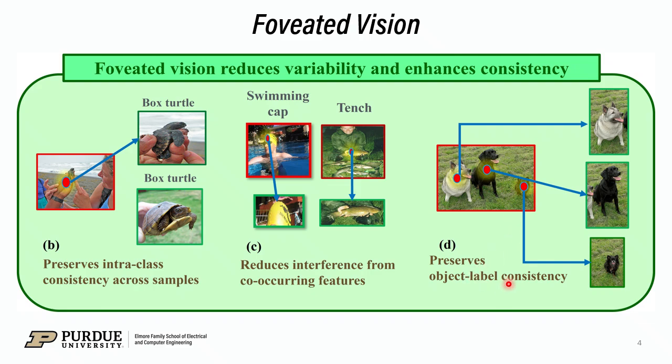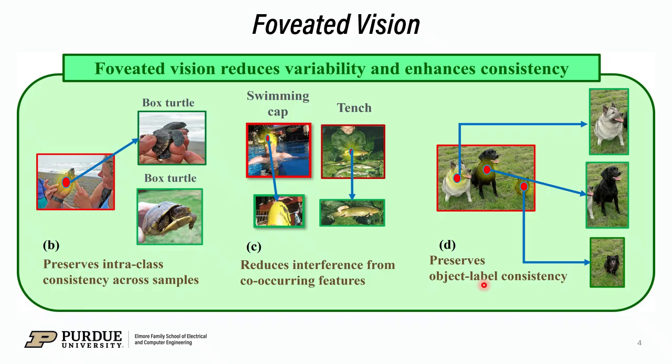Now from this one image, which has three distinct objects but one label, you can perform foveation, crop it out, and then you have the right label and image for this setting. Also, you can get more samples if you have access to those labels as well. So these are some of the benefits of foveated vision.